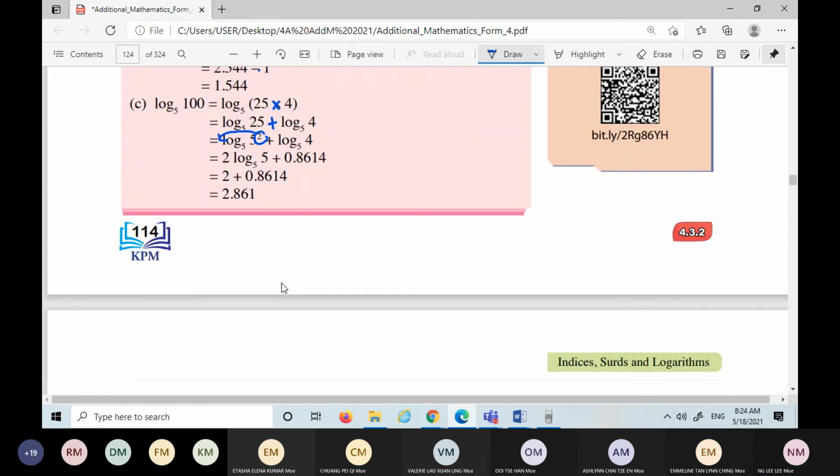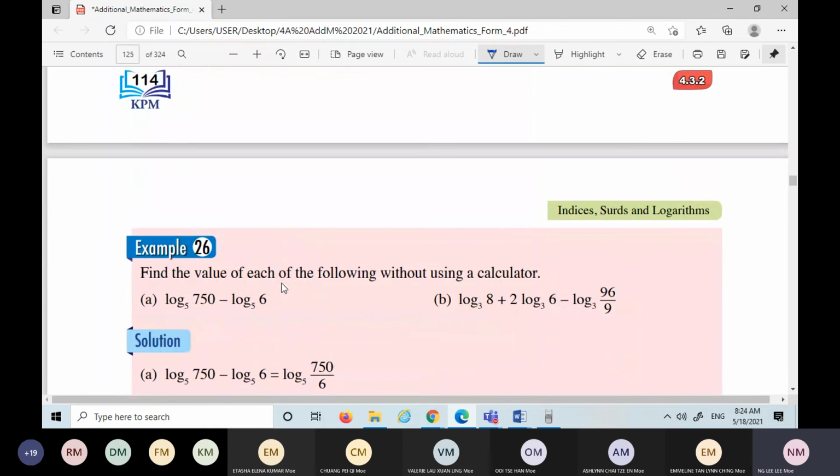One more example. Find the value of each of the following without using a calculator. How to do it? We are going to apply the three laws. Now you see, the bases are the same: log_5 minus log_5. The other way comes back to the division law. Just now, from divide you break into two logs with the minus. Now with two logs with the minus, you can combine them to become one log with divide.